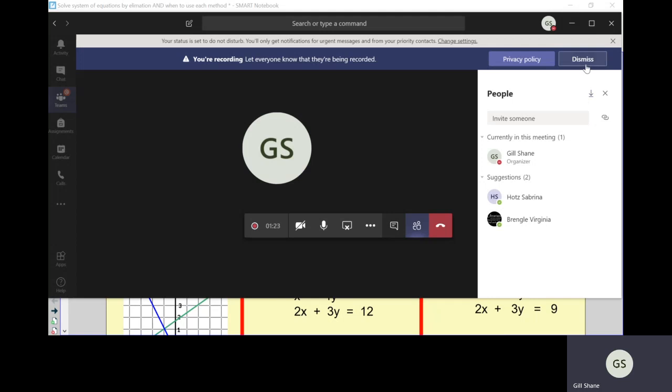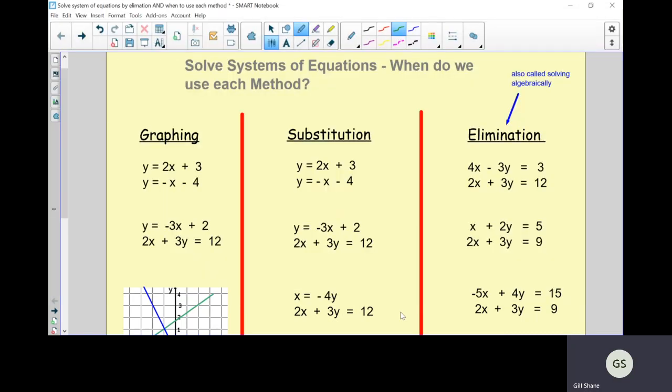So I'm going to go to Smart Notebook. And we're just going to go over when you have a system of equations, what's the best method to use for that system of equations? And we're going to go over what your visual clues are to be able to do that. And then sometimes it's not a visual clue, it's just something that you have to understand when you get toward the actual end of the problem and figuring out what the solution is.